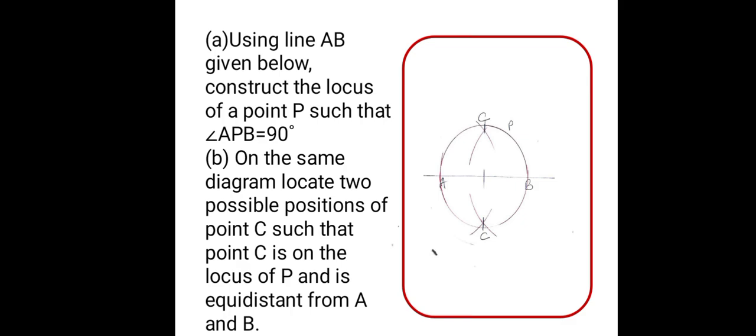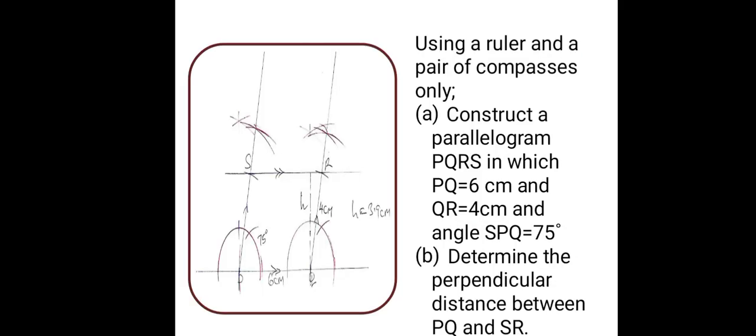Using line AB given below, construct the locus of point P such that angle APB is equal to 90 degrees. B. On the same diagram, locate two possible positions of point C such that point C is on the locus of P and is equidistant from A and B. Using a ruler and a pair of compasses only.